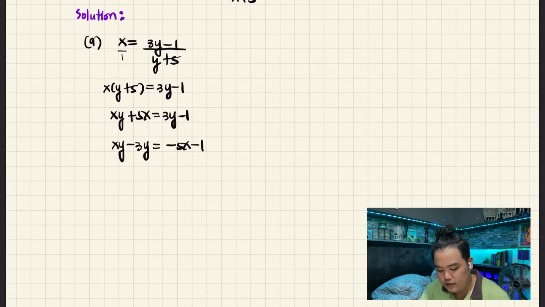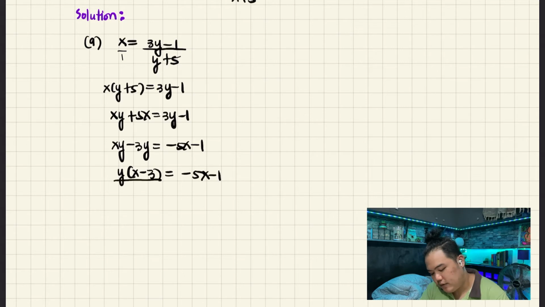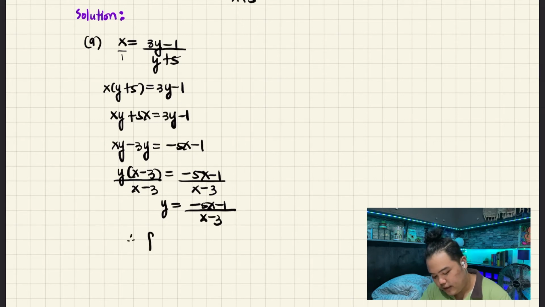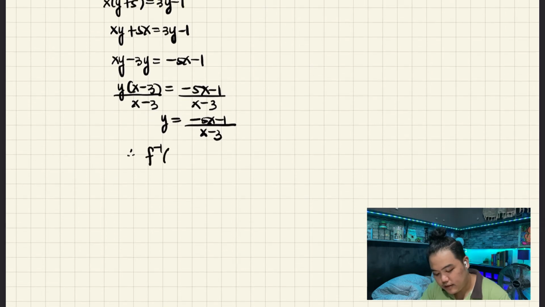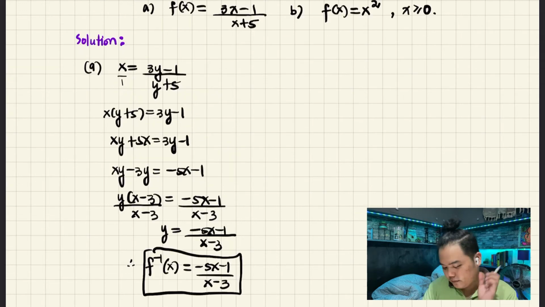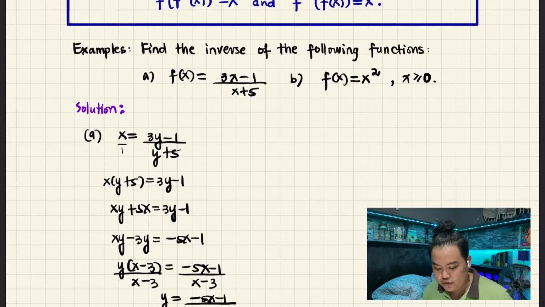Sinusolve natin si y, factor natin si y para ma-isolate siya. Negative 5x minus 1, and then divide both sides by x minus 3. So y is equal to negative 5x minus 1 divided by x minus 3. So ito na yung f inverse. So therefore, f inverse yung nandito. So kayo na lang mag-check na tama yung sagot, ha. Gawin nyo ito.